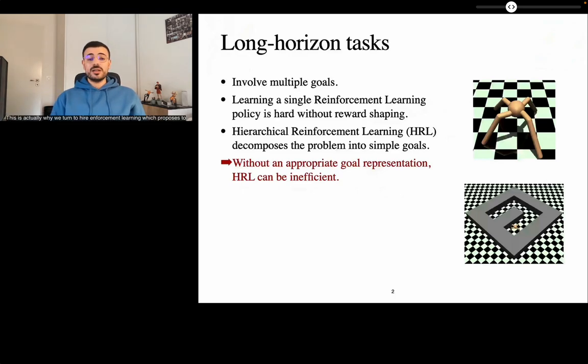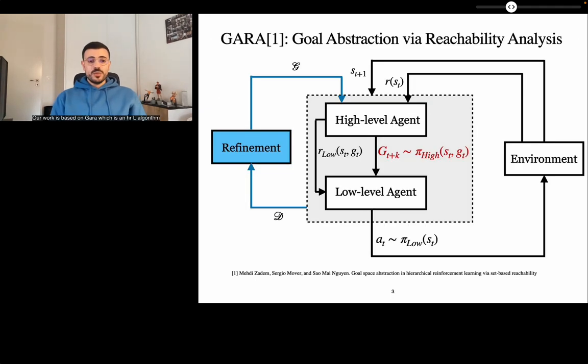This is actually why we turn to hierarchical reinforcement learning, which proposes to decompose these long problems by setting up some simple learning goals. The issue is that without an appropriate goal representation, HRL algorithms can be pretty inefficient. Our work is based on GARA, which is an HRL algorithm where a high-level agent proposes an abstract goal to a low-level agent, which in turn takes actions in the environment to best reach this goal.